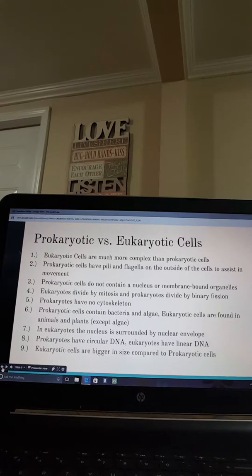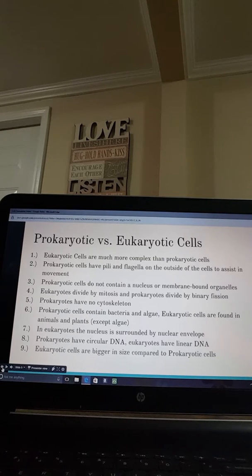The second one, prokaryotic cells have pili and flagella on the outside of the cells to assist in movement. Number 3, prokaryotic cells do not contain a nucleus or membrane-bound organelles. Number 4, eukaryotes divide by mitosis and prokaryotes divide by binary fission. So that's quite a big difference.